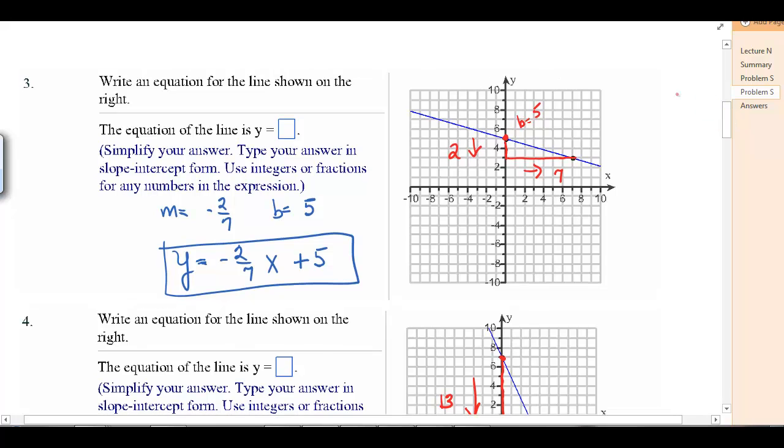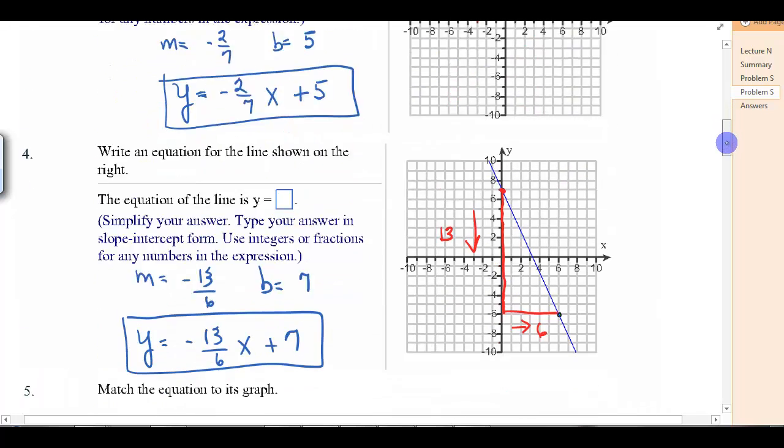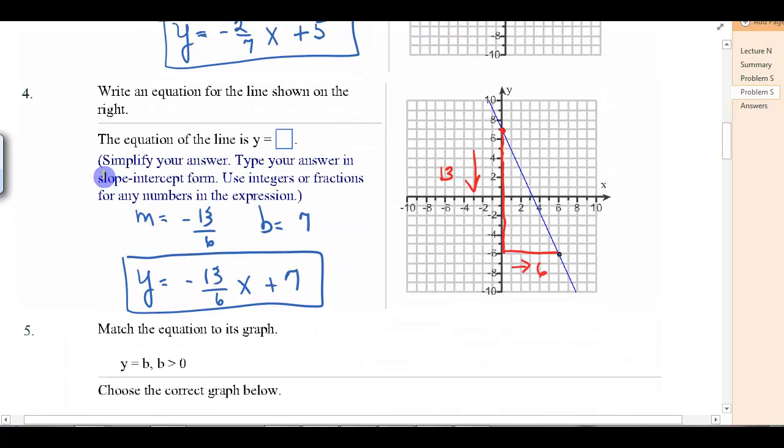And it does tell you what form your answer should be in, so be aware when it asks for those. All right, this one is wanting slope-intercept. Our y-intercept is 7, and we went down 13 and over 6. Negative 13/6 is our slope, so we have our equation here.